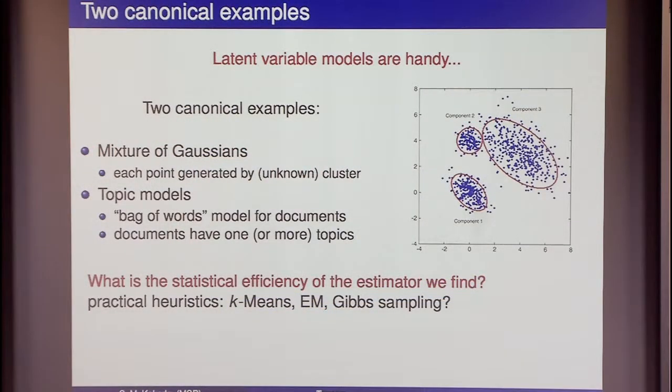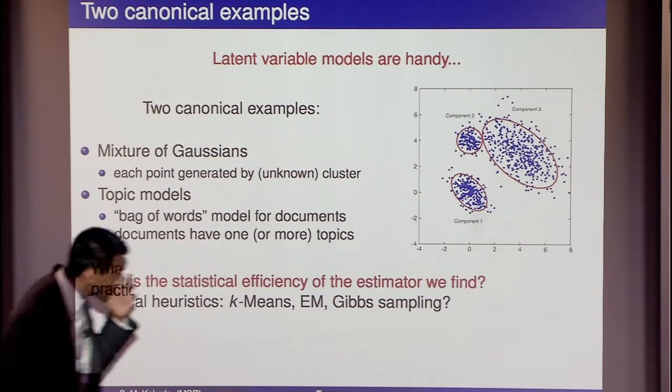And two of the problems we're going to highlight are this mixture of Gaussians problem, where you see a bunch of points like this, and you would like to figure out the means of each cluster. This is a classic statistical problem. The kind of discrete analog of this problem is a topic modeling problem, where you have collections of documents, and you'd like to estimate the topics in these documents.